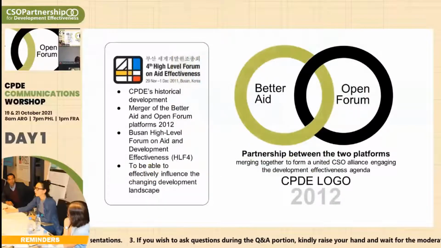Okay. So just a brief background on the CPDE brand. The CPDE came about during the Busan High-Level Forum on Aid and Development Effectiveness, held from November to December 2011. In 2012, the two platforms, Better Aid and Open Forum, merged together to form a united CSO alliance to continue the engagement on the development effectiveness agenda. From there, we've been using the two circles, the green and the black circle, to represent CPDE.